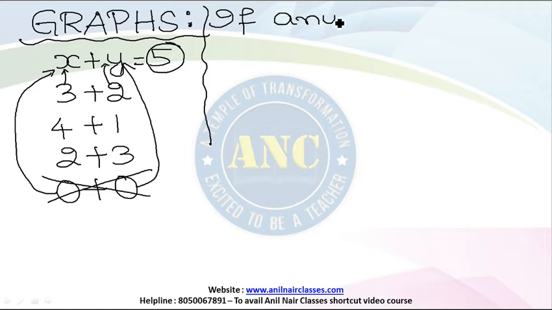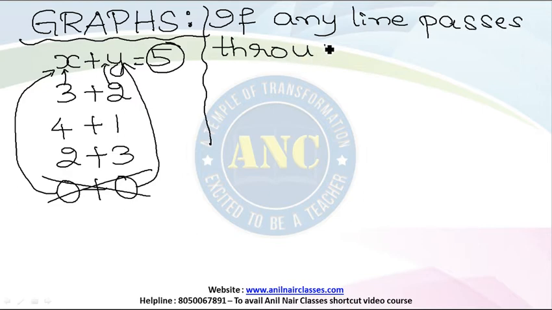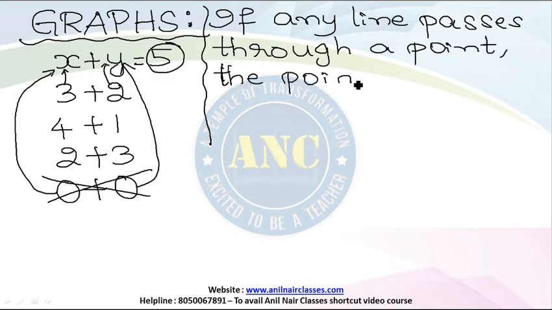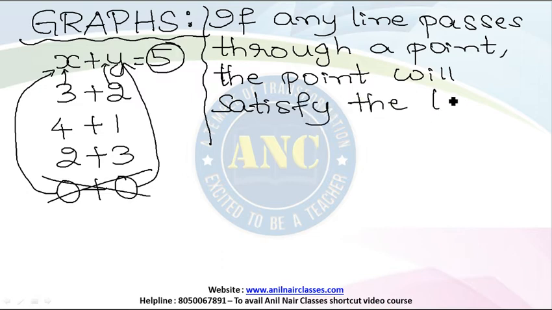If any line passes through any point, it means that the point will satisfy the line. That means the point will satisfy the line. It means that if I substitute x value and y value from the point in the equation of the line in place of x and y, the right hand side value should be giving you the value whatever you are substituting.